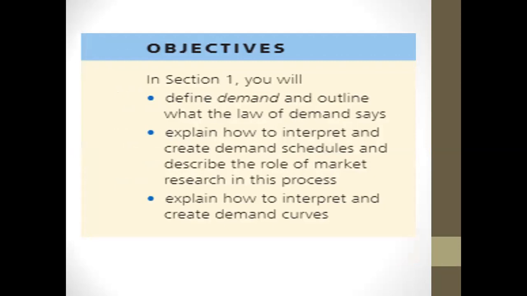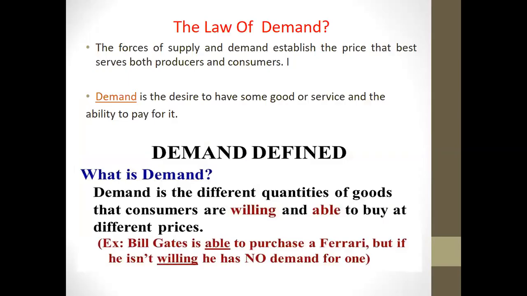Now, the first objective is define demand, the meaning of the word demand, and outline what the law of demand says. So, demand has a law and the supply has a law. And we'll discuss it eventually. Explain how to interpret and create demand schedules and describe the role of market research in this process. And the last one, explain how to interpret and create demand curve.